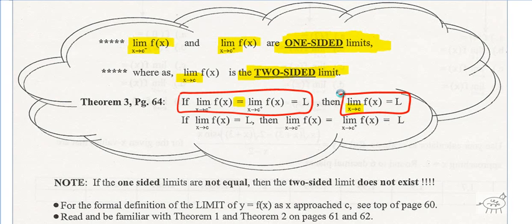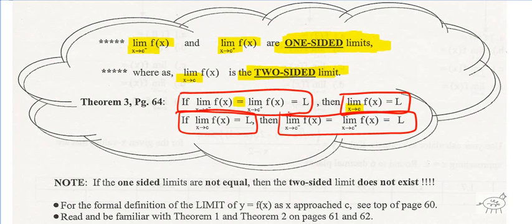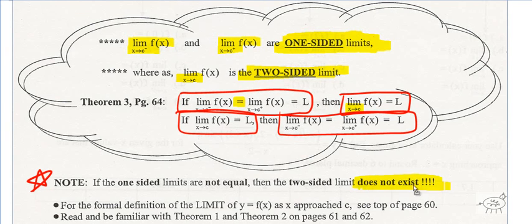All right, and I could just rewrite the second line as just the reverse of that. If I told you the two-sided limit is equal to a value, then you could say, oh, that means the left-hand limit and the right-hand limit are equal to that value. Okay, this next thing is huge. If the one-sided limits are not equal, then the two-sided limit does not exist. That's really important. If the one-sided limits are not equal, then the two-sided limit does not exist.